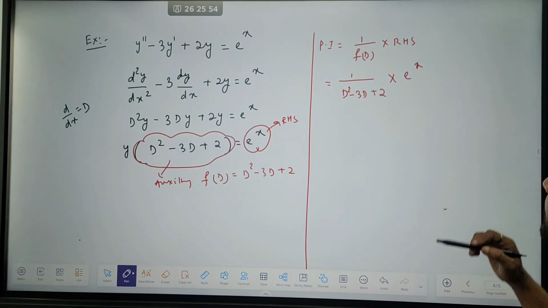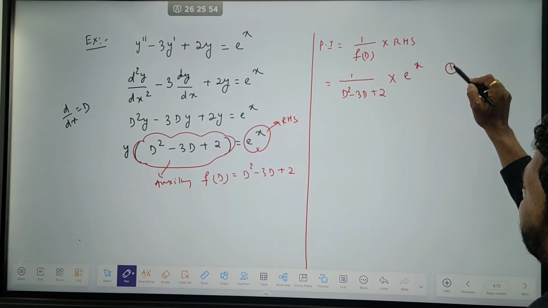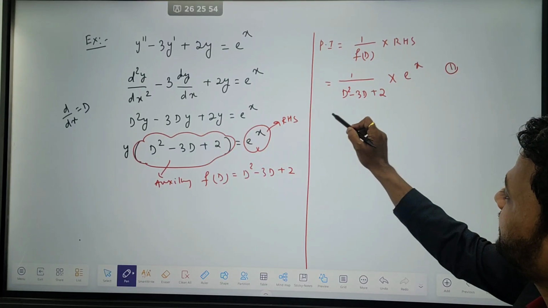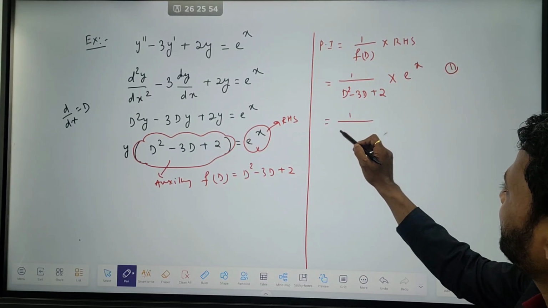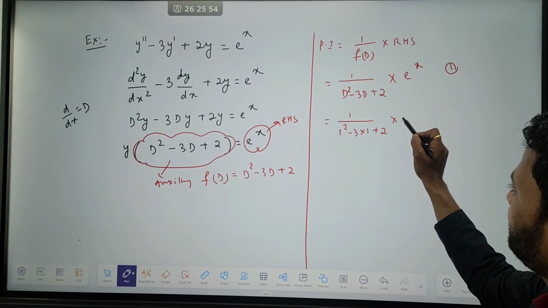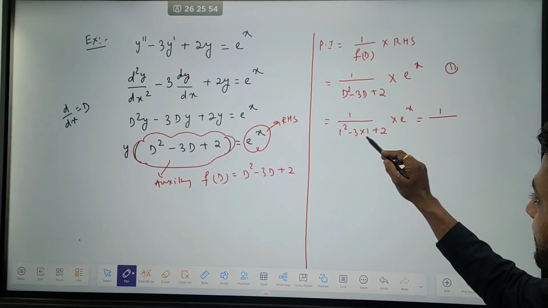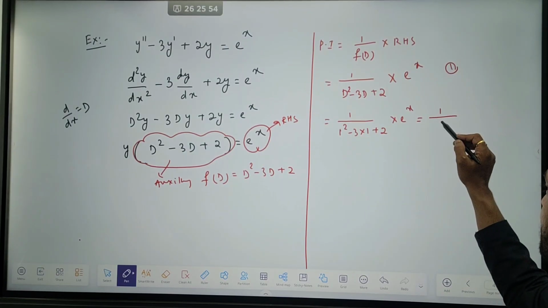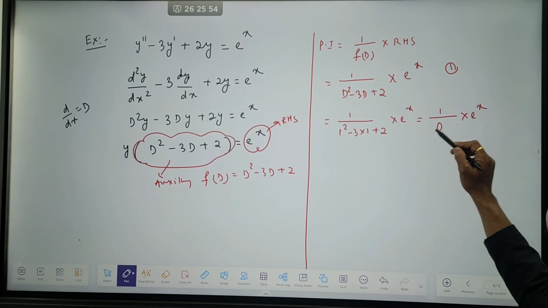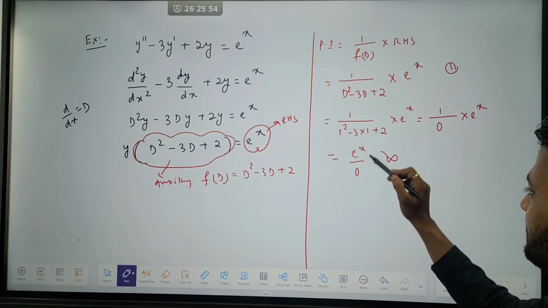Now you find the coefficient of x. Here the coefficient of x is 1. You just put the value 1 in this equation in place of D, right? So it will be 1 by 1 square minus 3 into 1 plus 2, into e to the power x, which is 1 by 0 into e to the power x, since 1 plus 2 is 3 and 3 minus 3 is 0. So the answer is e to the power x by 0, which is coming infinity.